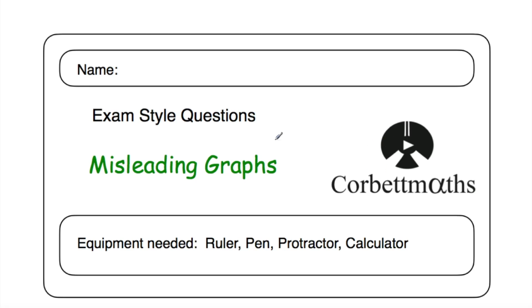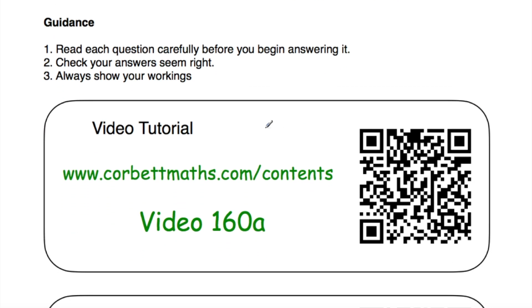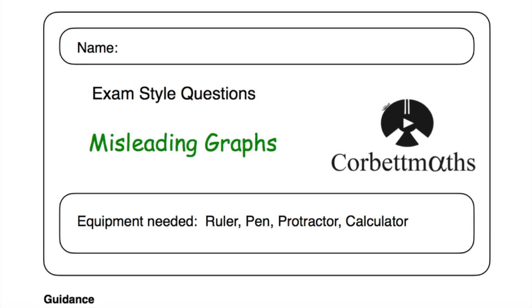In this video, we're going to look at the video solutions to the Corbettmaths Practice Questions on Misleading Graphs. If you need any extra help in Misleading Graphs, go to Corbettmaths, go to the Videos and Worksheets section and scroll down to video number 160A, where there's a dedicated video tutorial on Misleading Graphs. Alternatively, you could scan this QR code. But in this video, we're going to focus on the video solutions to the practice questions, so let's get started.